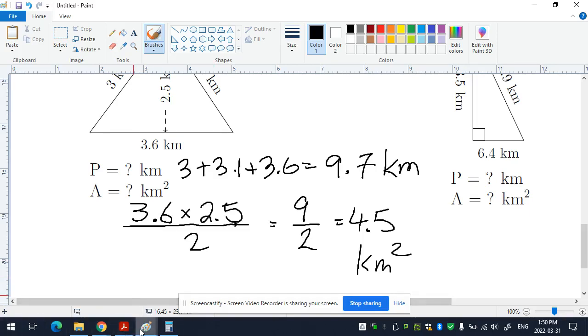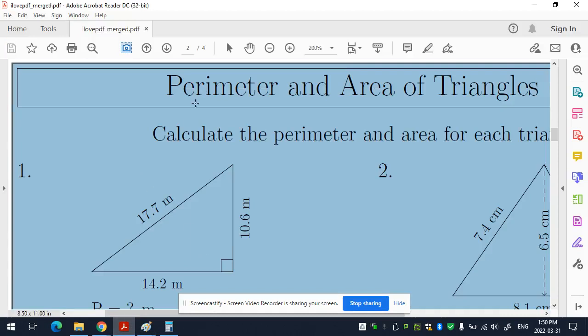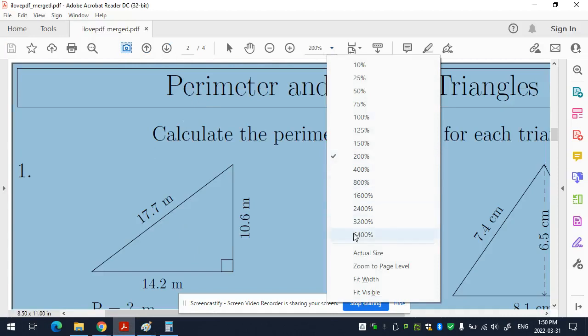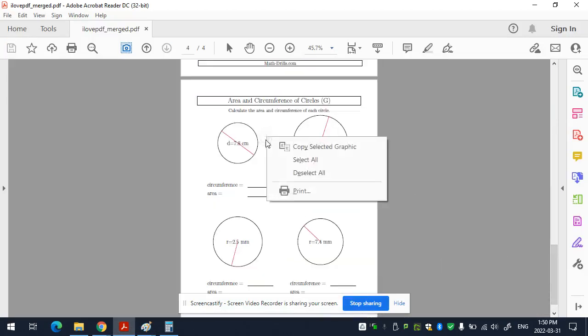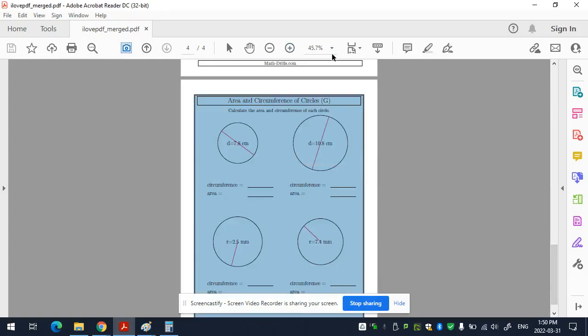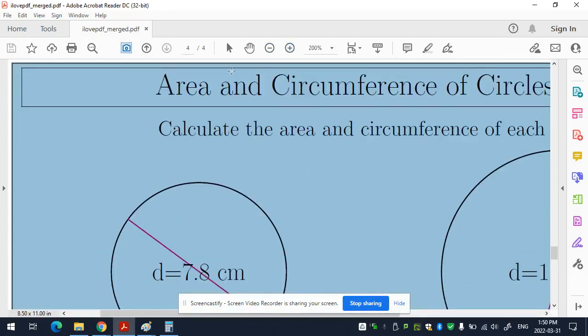Okay, let's go to the circle. So go to the other sheet, the second page. So zoom out to page level, go all the way down. There we go. Select all, zoom out to 200. There we go.